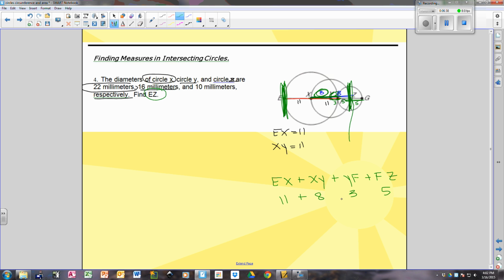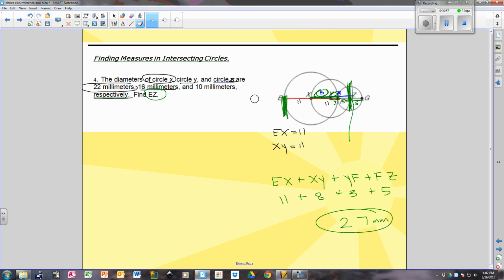So I just add it all together, and I get 11 plus 8 is 19. 19 and 3 is 22. 22 and 5 is 27. So your answer would be 27 millimeters. So you just have to break it apart.